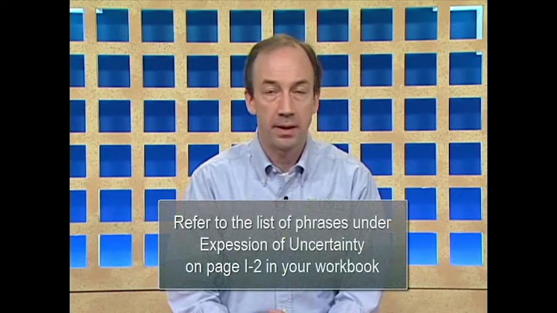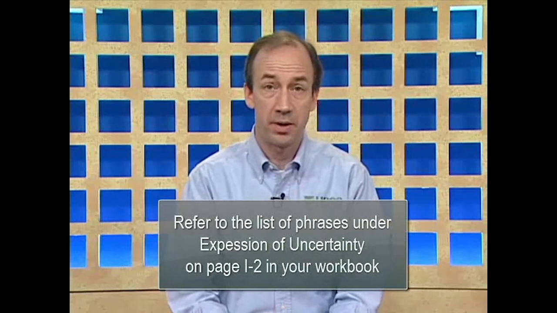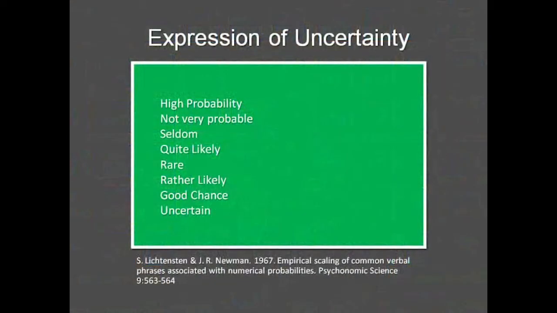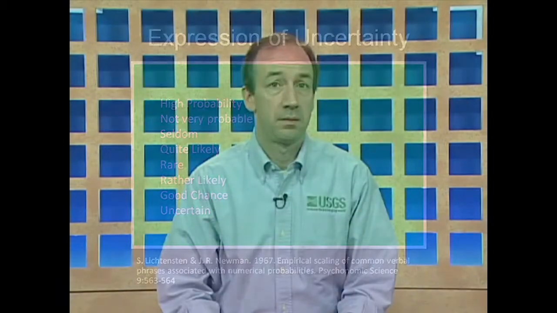So I've got a number of terms here, and they're in your notebook on page I2, that are expressions of uncertainty. Terms like, there's a high probability of this event, or this event's not very probable, or this event happens seldom, or it's quite likely, or it's rare, or it's rather likely, or there's a good chance of it happening, or it's uncertain. What do those terms mean? So there was a study done in 1967, the reference is given in your notebook. And they asked people to put numerical probabilities associated with these different phrases.